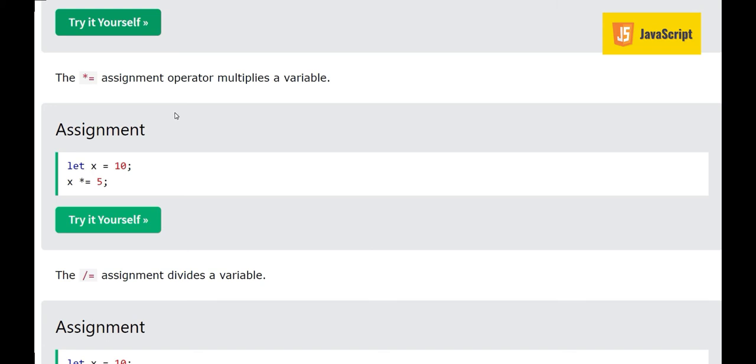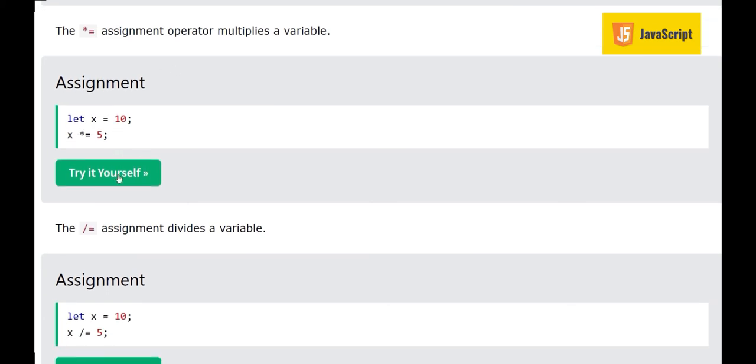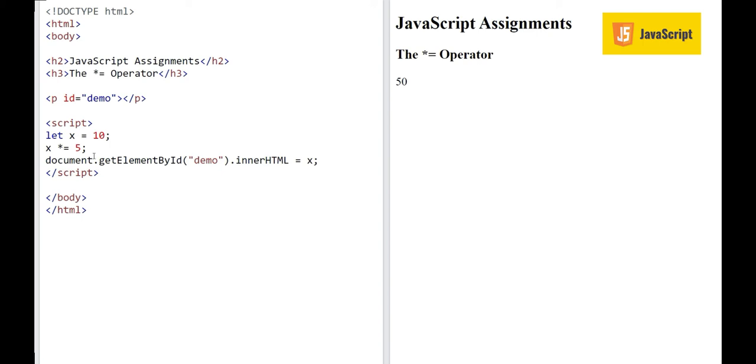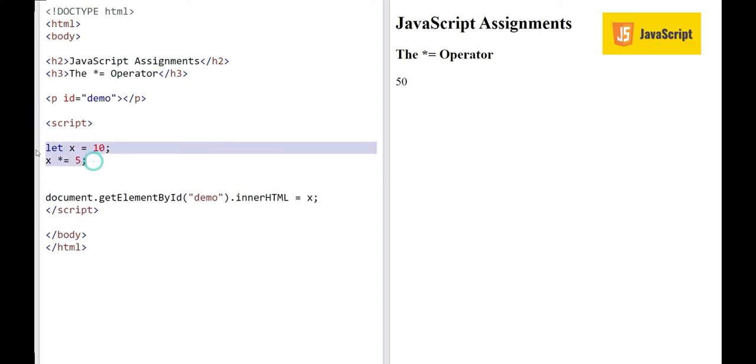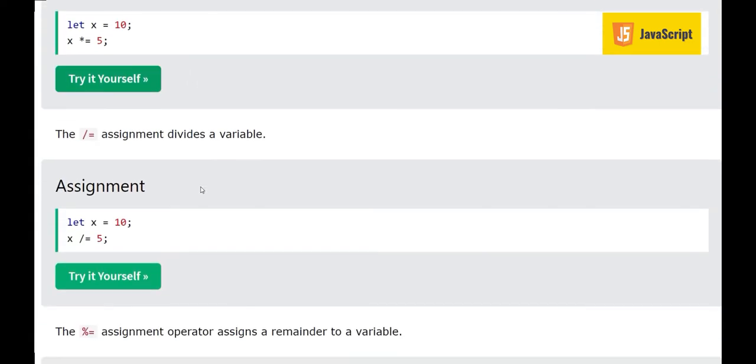Okay, next we have multiplication. We are multiplying here. As you know, we have let x = 10 and x *= 5, which means x = x multiplied by 5. So 10 multiplied by 5 is 50, so the result is 50, displayed here. If I make it 4, what should be the answer? I believe 40. So let's see, it is 40. Okay, so this is how it is used.